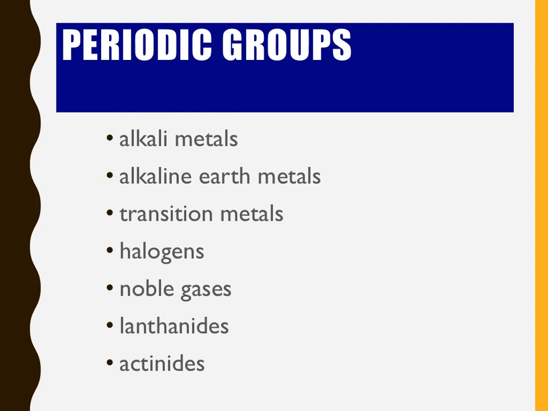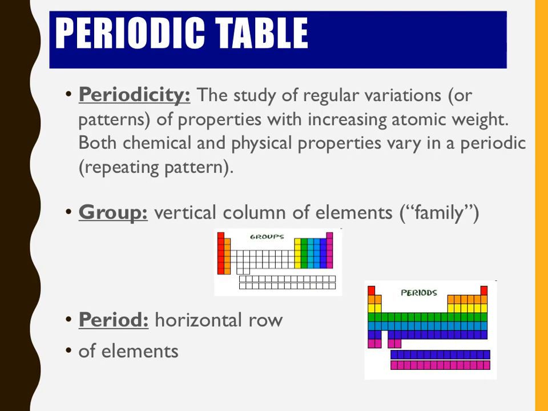All right, the periodic groups. This next part will go fast. We have a few key groups. You need to know where they are, and you need to know a couple of important properties for each one. Quick recap on some key vocabulary. Periodicity is all about the patterns on the periodic table. Groups go up and down in vertical columns, and periods are the horizontal rows.